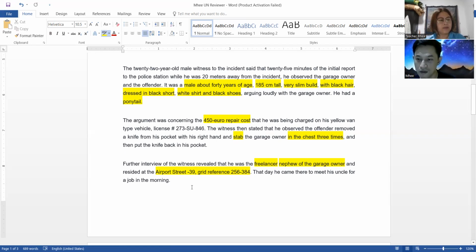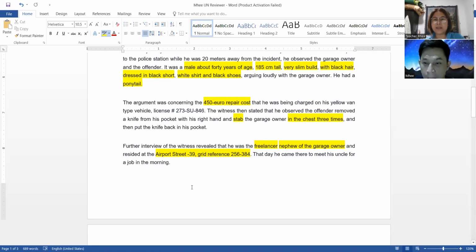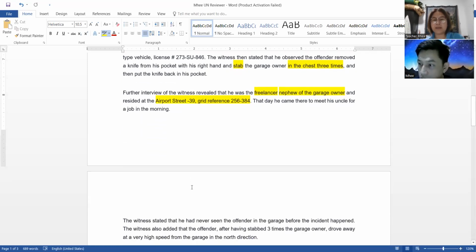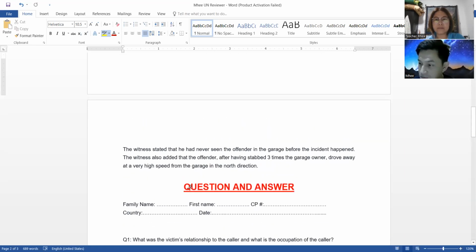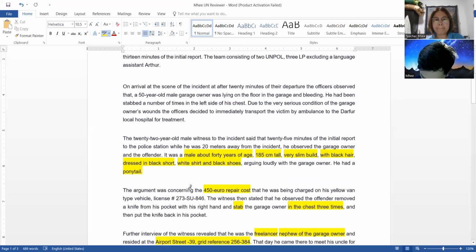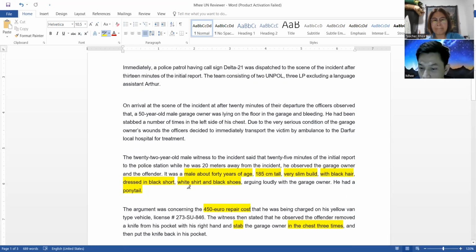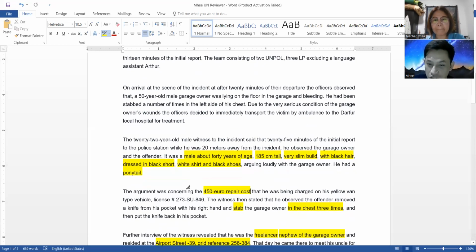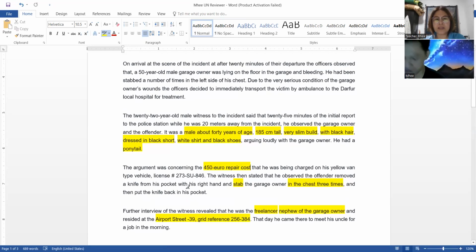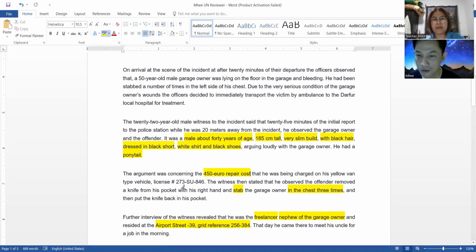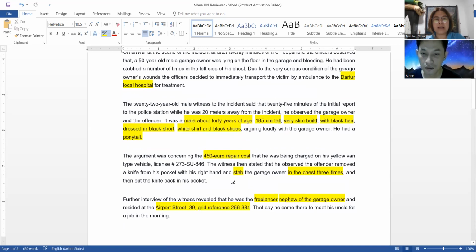And does the report mention which hospital the victim was brought to? Yes, it's mentioned: the Darfur local hospital. So the 50-year-old male garage owner was brought to Darfur local hospital for treatment. This is where he is being treated.